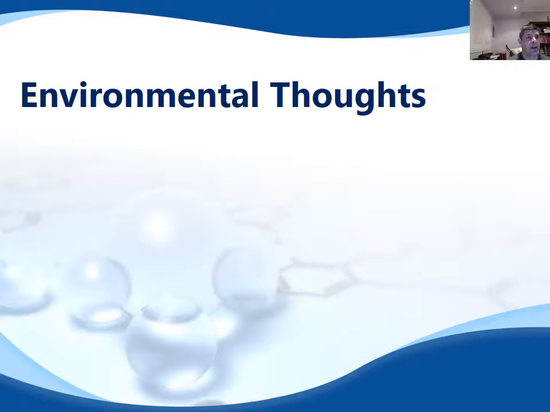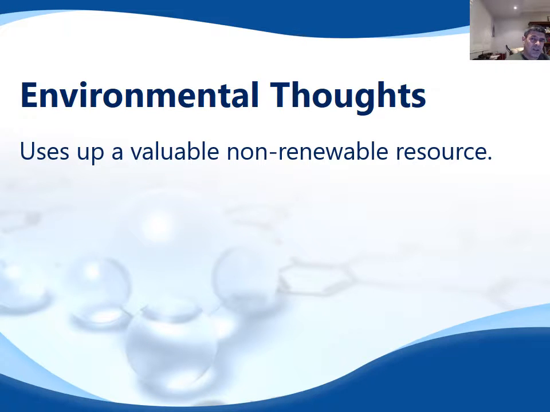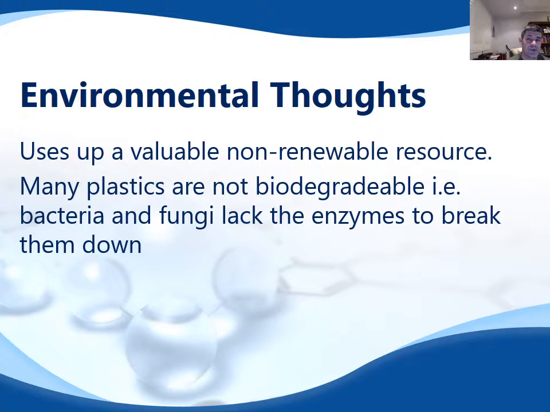Just a couple of quick final notes, and I can see the time's marching on, but let's finish it off here with a couple of environmental thoughts. The one thing is that all of these polymers that we've looked at are derived from ethene, and ethene itself is derived from crude oil. And so what we're doing each time we produce these plastics is we're using up a valuable non-renewable resource. All of these plastics we've looked at are not biodegradable. Bacteria and fungi can't break them down, and they stay in the environment for a very long time. If we throw them away, they stay as landfill for long periods of time.